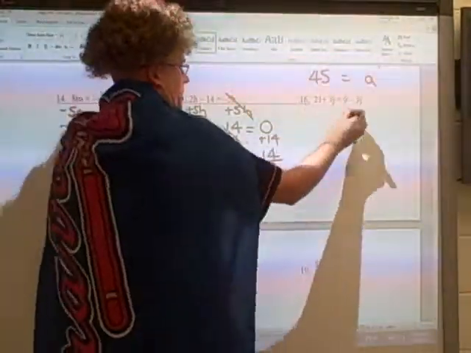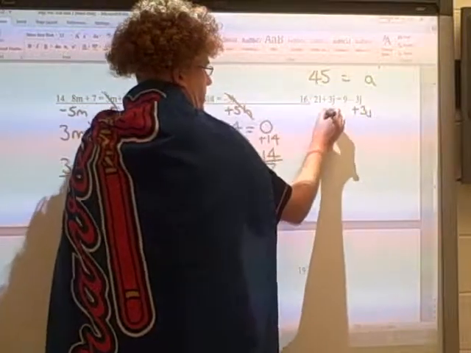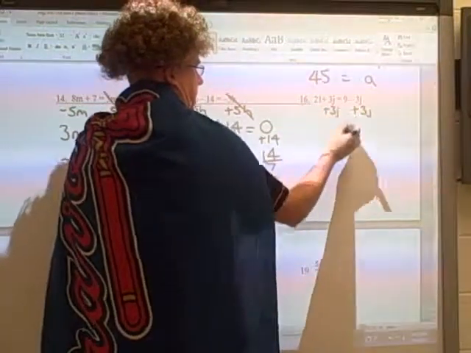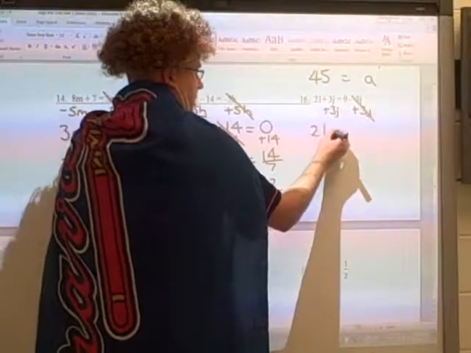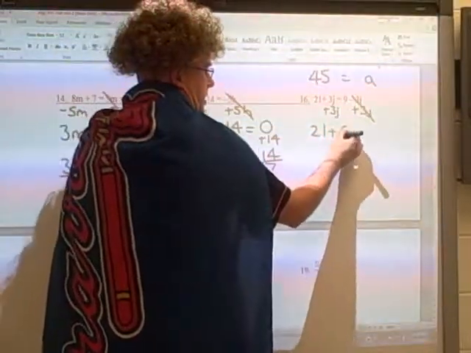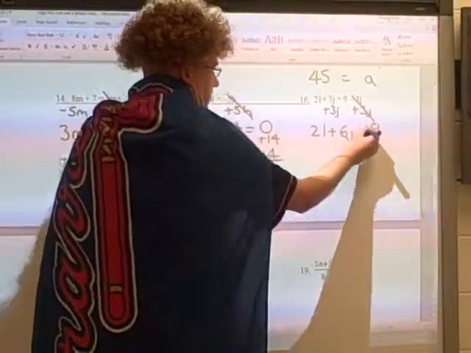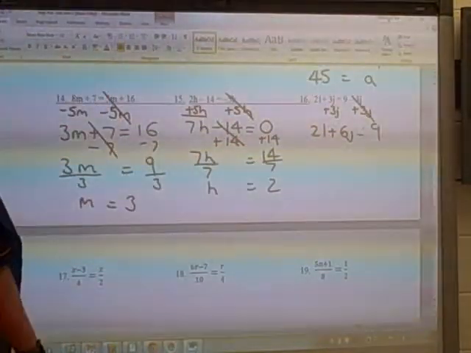And our last one in this little series here, I got 3j and negative 3j, so I do have the biggest number on this side. So opposite, so instead of subtracting 3j, I'm going to add 3j to both sides. 3j plus 3j is 6j.